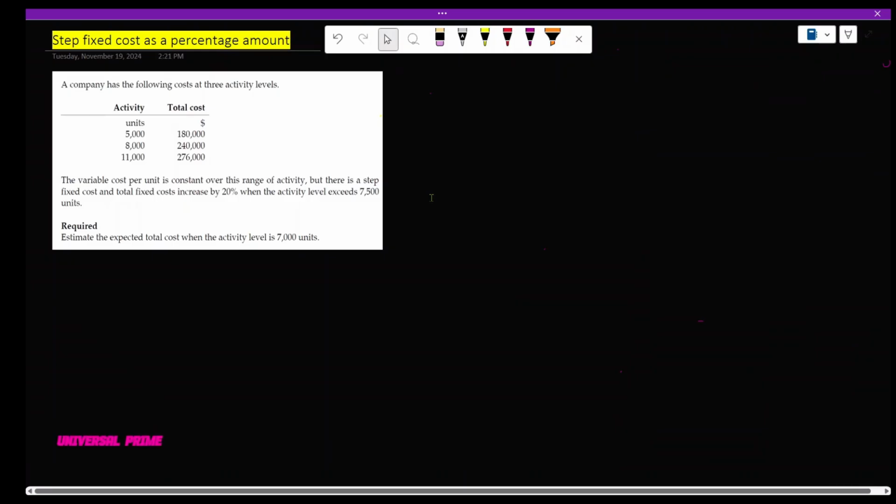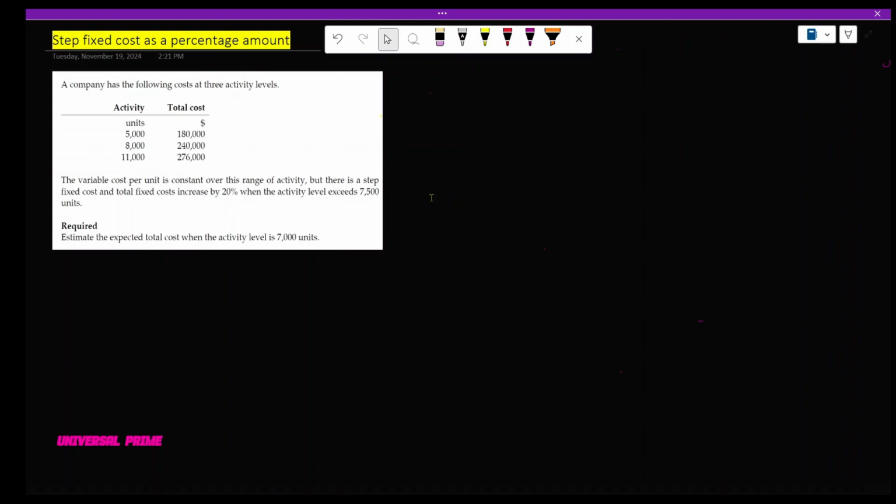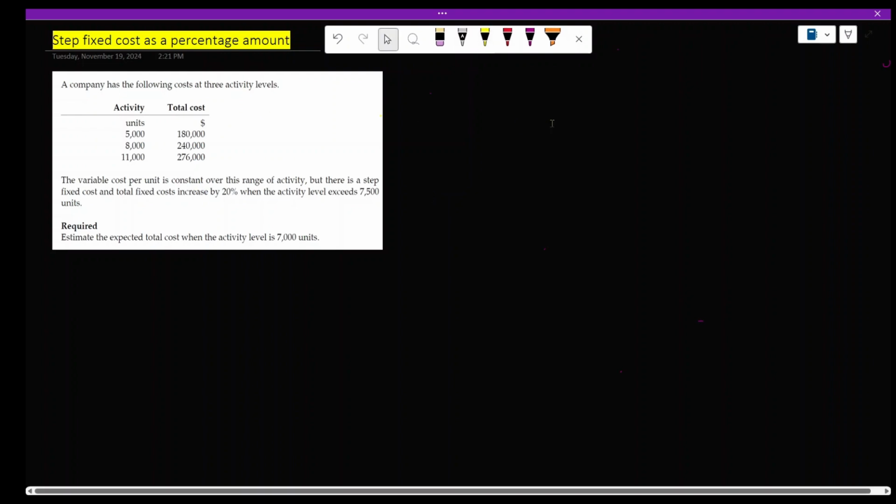Okay, so let's look at another question on step fixed cost, when the step fixed cost is given as a percentage. What we did previously is that we looked at a lump sum amount as a step in fixed cost. Now we are going to look at when the step fixed cost is not a lump sum amount, but a percentage. Please make sure you watch the video to the end to get an understanding of how we are going to do this. Now let's look at the question.